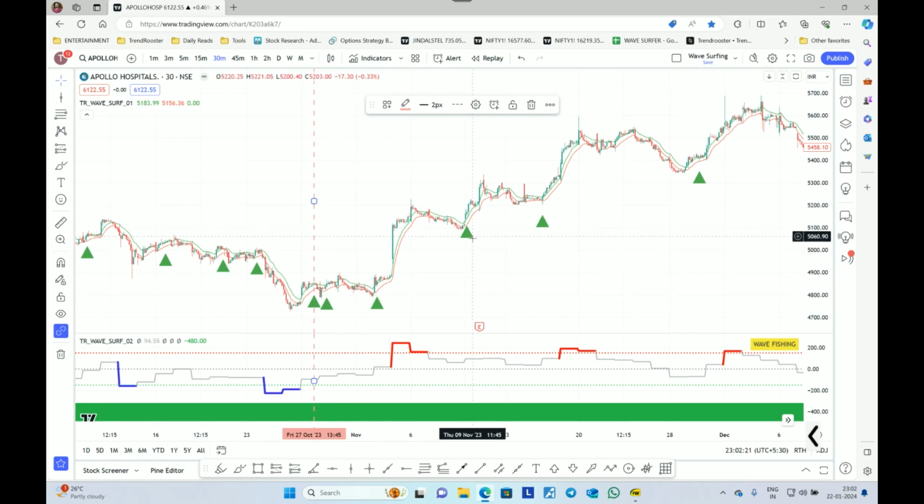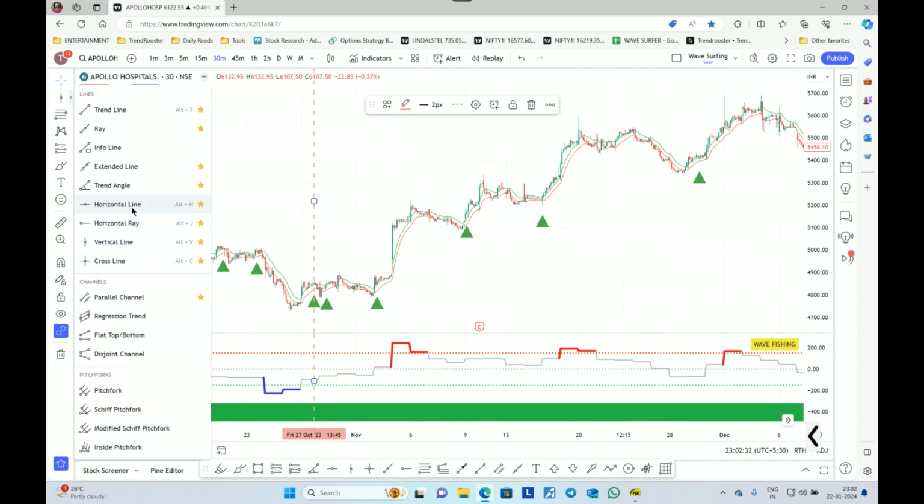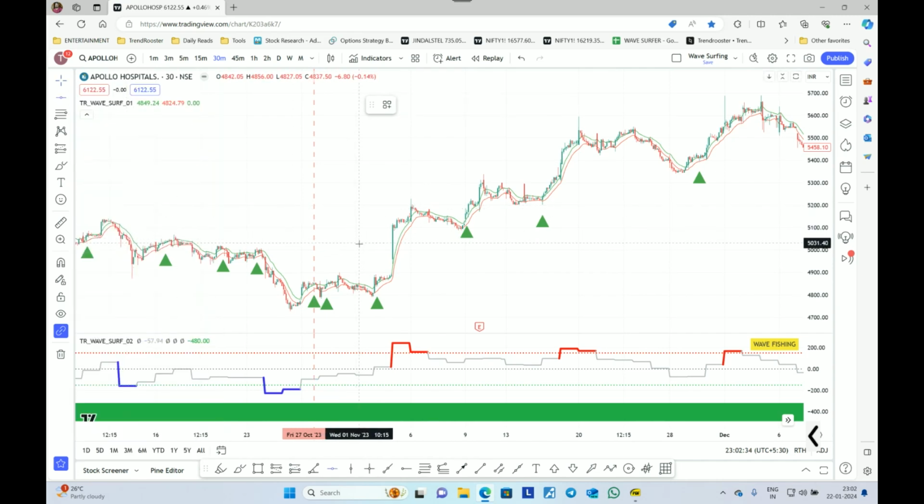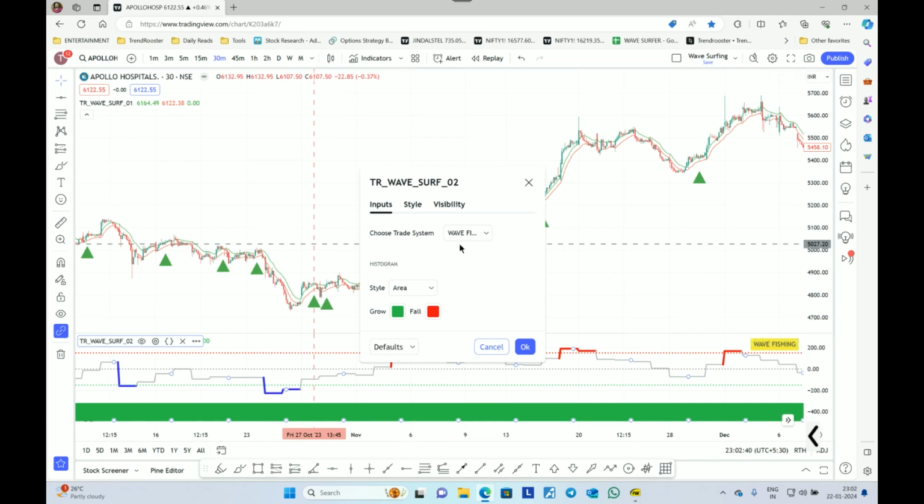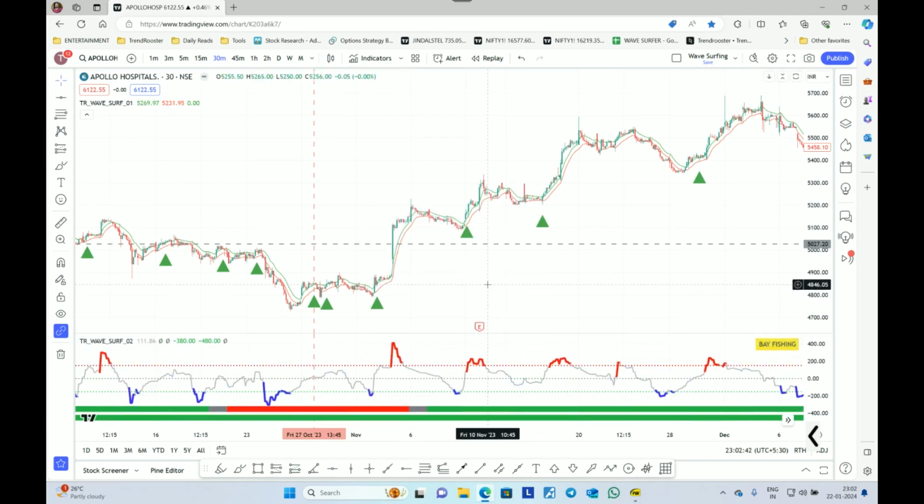Now we want to add an A4 setup on wave fishing. It's already profitable. For example, I'll put a horizontal line somewhere here, where 1:2 is already done. Let me change to bay fishing. Since A2 is already profitable, you are looking for an entry for bay fishing A1 on top of the existing trade. Right now, in this area, this is an A1 setup for bay fishing.